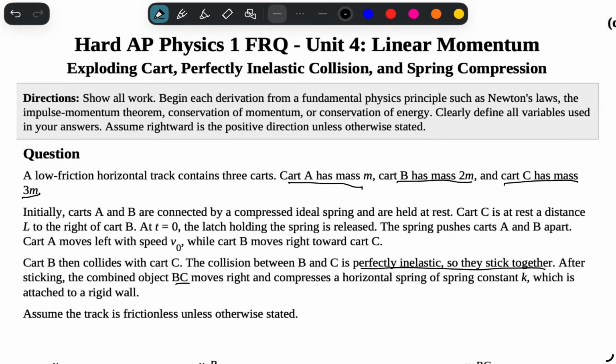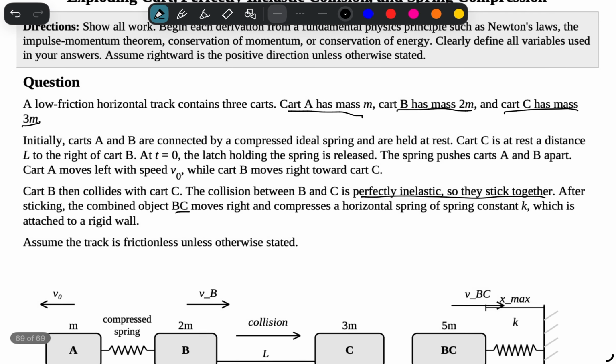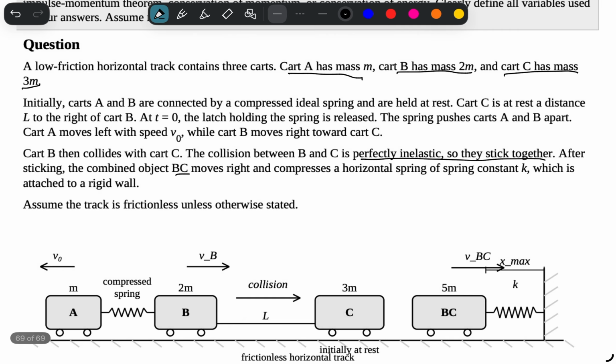In this video, we're going to be doing a Unit 4 Linear Momentum AP Physics 1 FRQ. Let's say we have a low-friction horizontal track that contains 3 carts. Cart A has a mass m, cart B has a mass 2m, and cart C has a mass 3m. Initially, carts A and B are connected by a compressed ideal spring and are held at rest. Cart C is at rest at a distance L to the right of cart B.